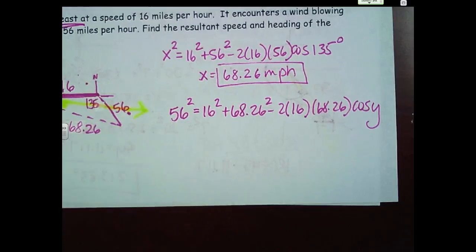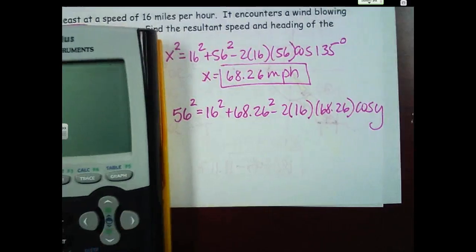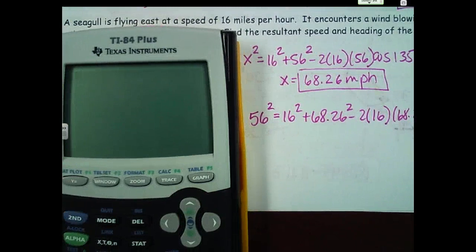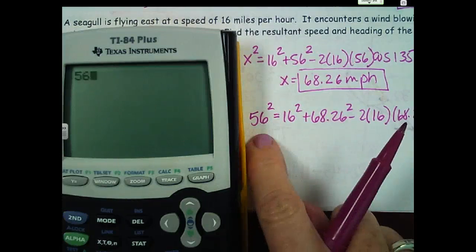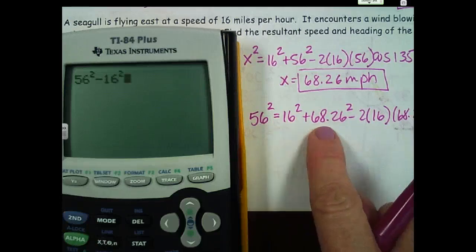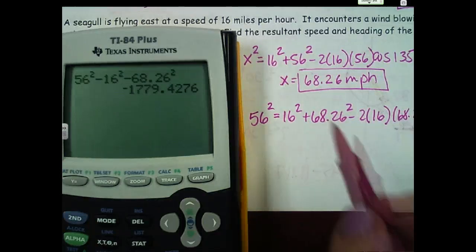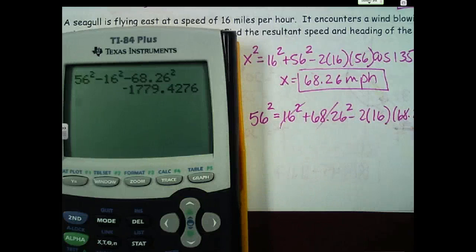If you're having trouble getting this answer on your calculator, I'll walk you through it again, okay? If you got it right, guys, y is 34, right? If you didn't, then look up here and I'll walk you through it one more time. Okay, we're gonna start with the 56. So 56 squared, and we're gonna subtract the 16 squared and subtract the 68.26 squared. Don't forget to square those, then hit enter. So now those are gone, you've moved them over. Because I'm trying to solve for y.